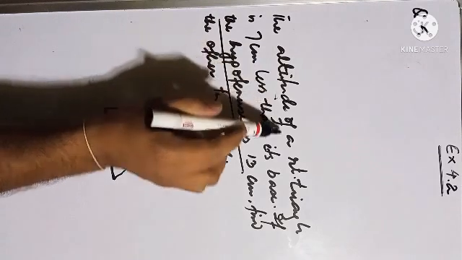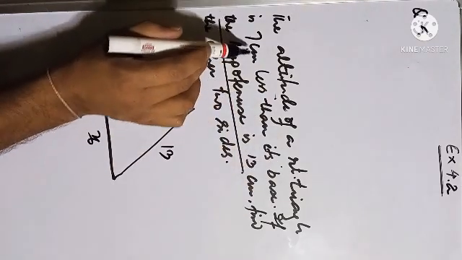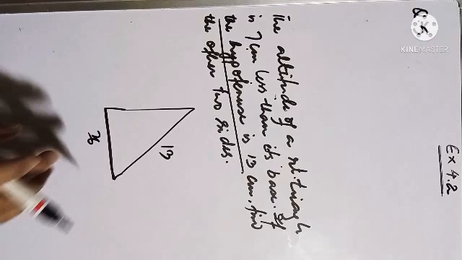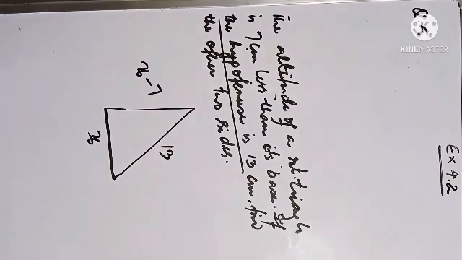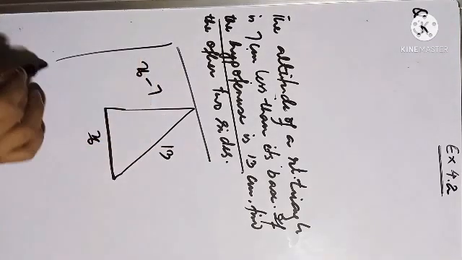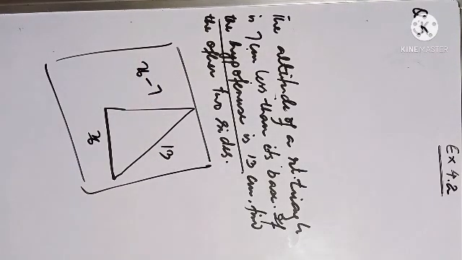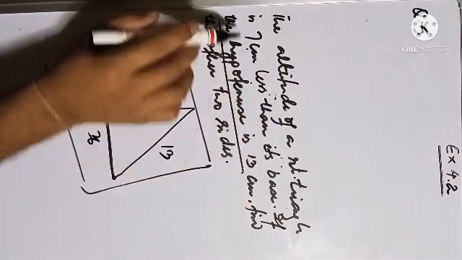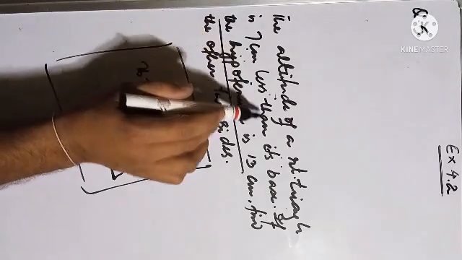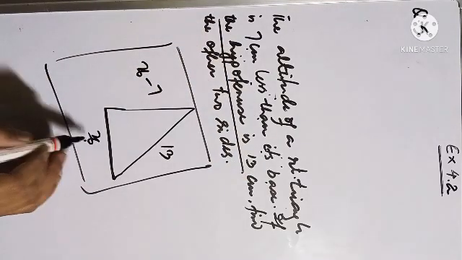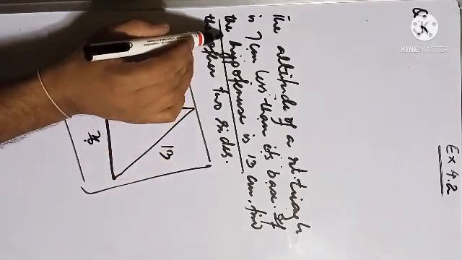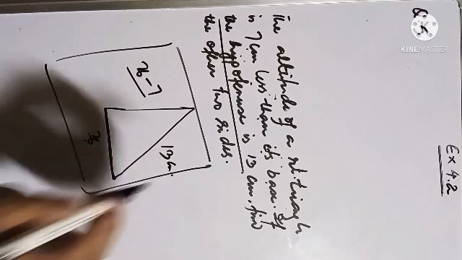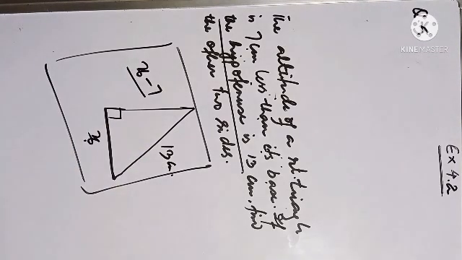The altitude of a right triangle is 7 centimeter less than its base. If the base is x, then the altitude will be x minus 7. This is the information that we can extract. Let me repeat. The altitude of a right triangle is 7 centimeter less than its base. Now if the base is x, then the altitude will be x minus 7, and here the hypotenuse is 13 centimeter. So this is a 90 degree here.